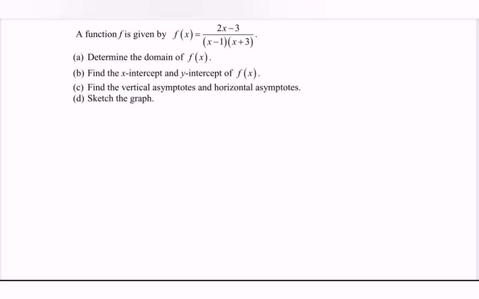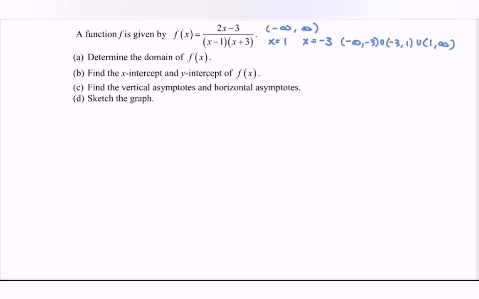Referring to the numerator, we have 2x - 3, where the domain is negative infinity until infinity. Next, referring to the denominator, as we all know, x cannot be equal to 1 and x cannot be equal to negative 3. So based on the situation, the domain would be negative infinity until negative 3, union negative 3 until 1, union 1 until infinity, where 1 and negative 3 are not included.